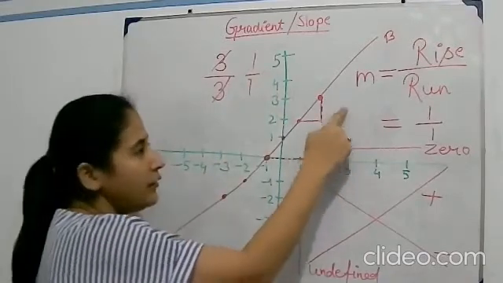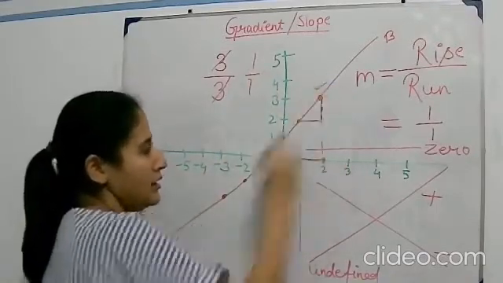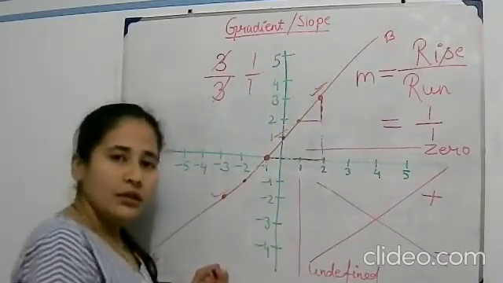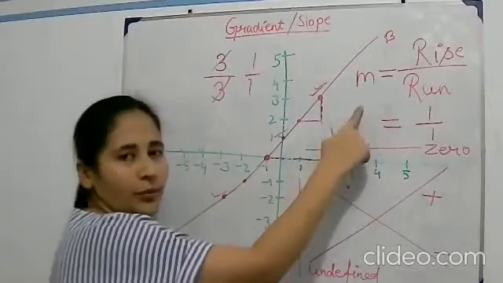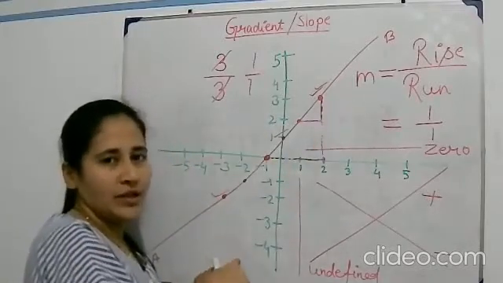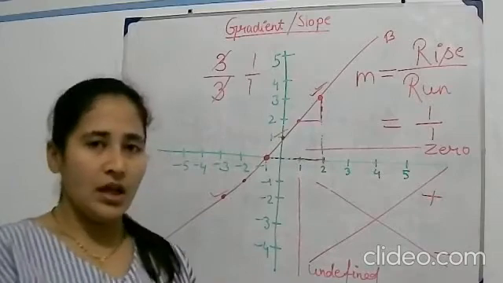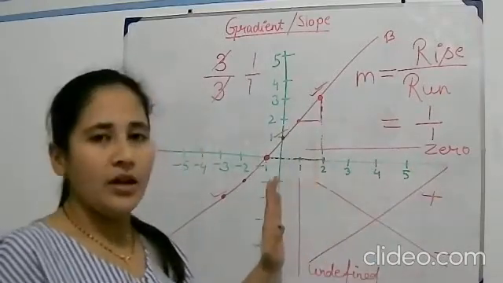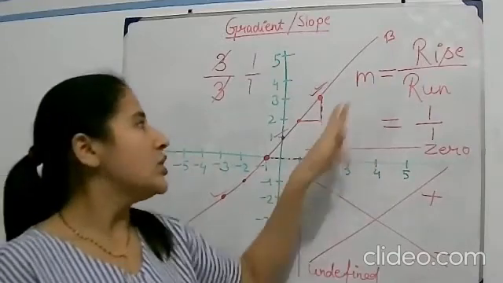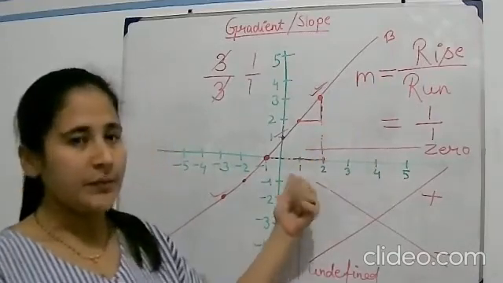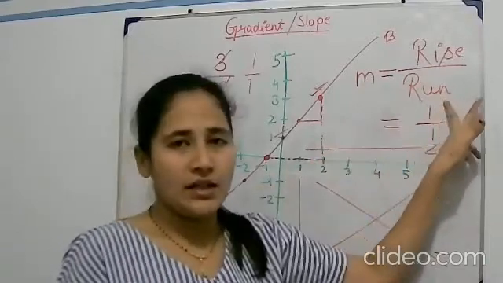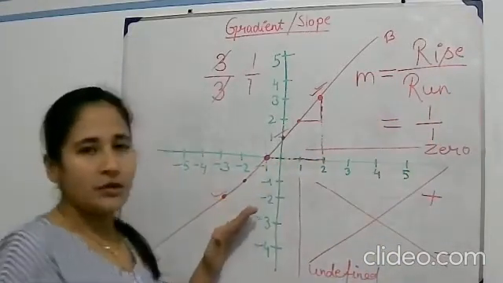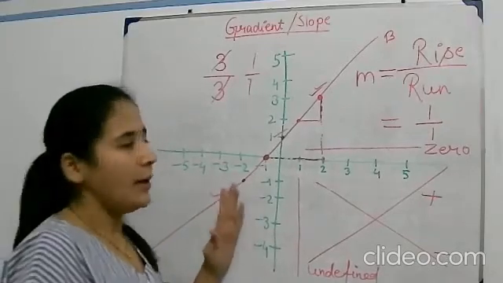That means whichever points you take, you will get the same slope from all the points. So you have to take any 2 points on the line, join those points and check the change in rise and run. The ratio of rise and run is the gradient of a slope. So it was positive slope. Now see about negative slope.